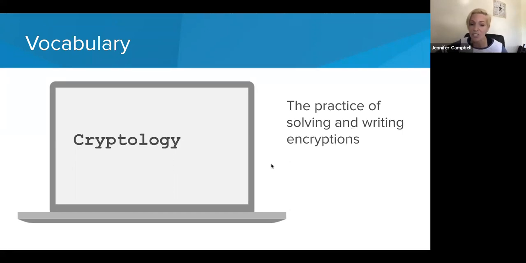And then cryptology. Tology means the study of, so cryptology is the practice of solving and writing encryptions. So it's just a tiny bit different, but those three are the main words and the main vocabulary. And I'll come back to this if you didn't finish; I know you're writing it down, so I'm just stalling a little.